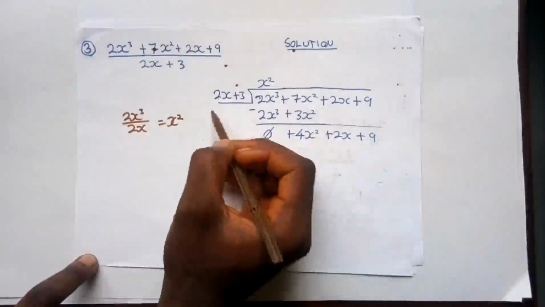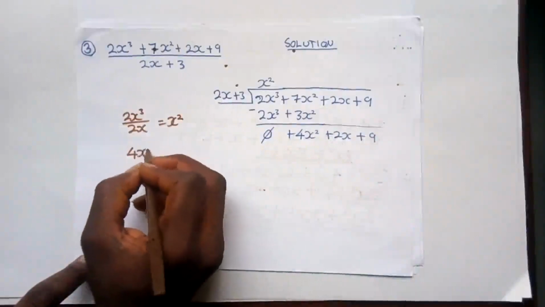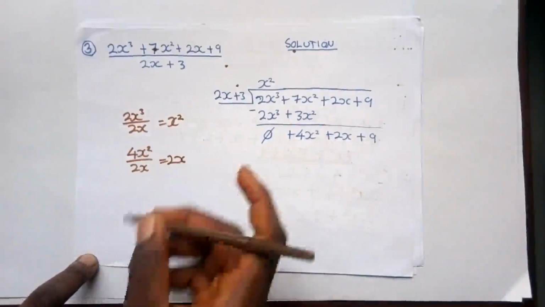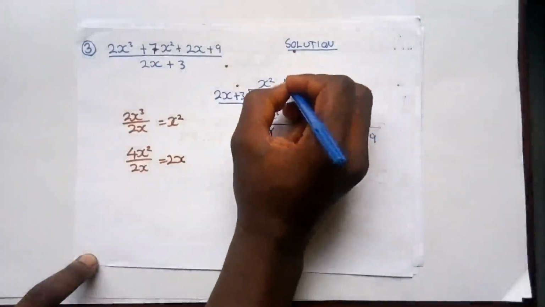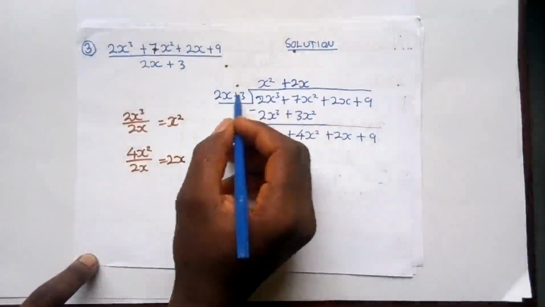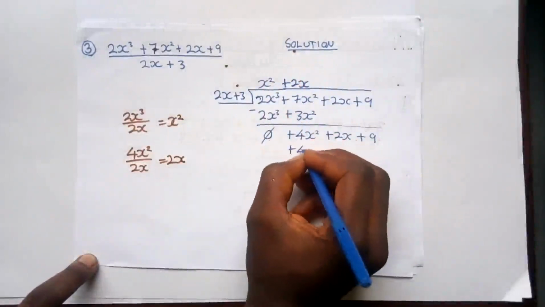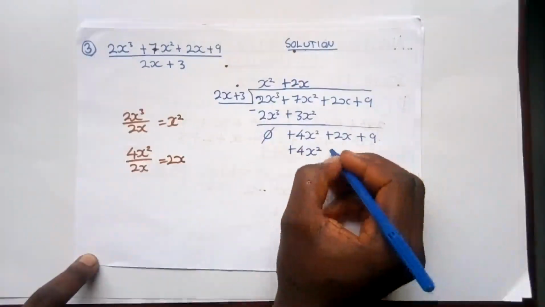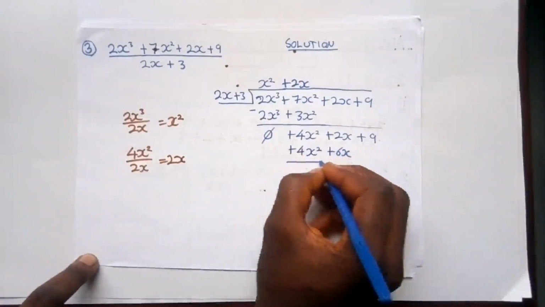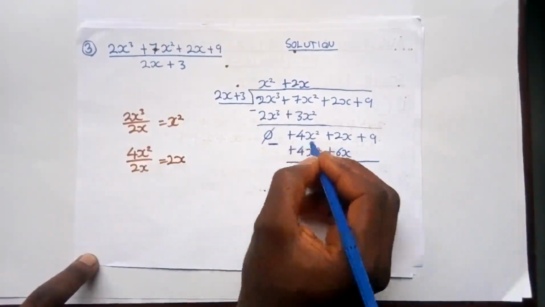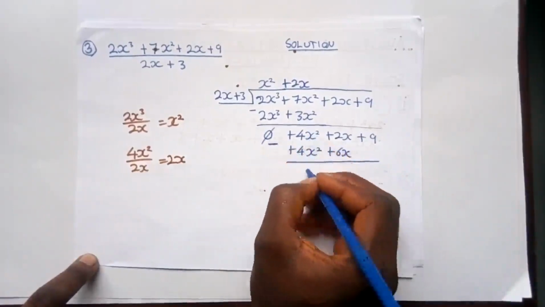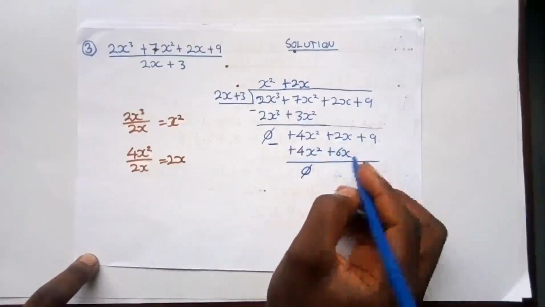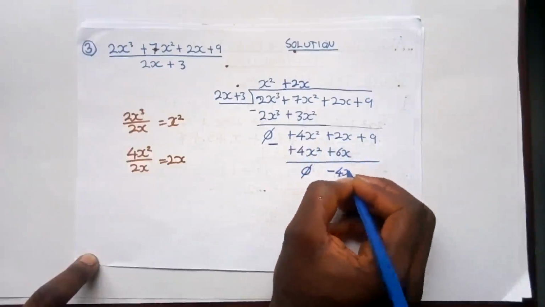The first term here divided by the first term here. So 4x squared all over 2x will give us 2x. So plus 2x. 2x multiplied by 2x gives us positive 4x squared, and 2x multiplied by 3 gives us plus 6x. So minus 4x squared minus 4x squared gives us 0, and 2x minus 6x gives us minus 4x.